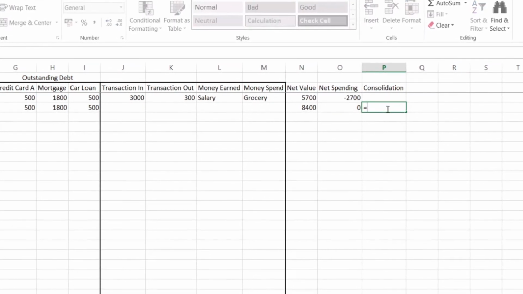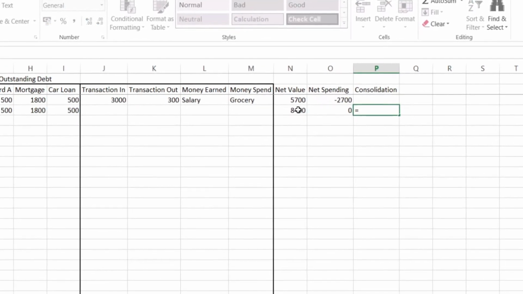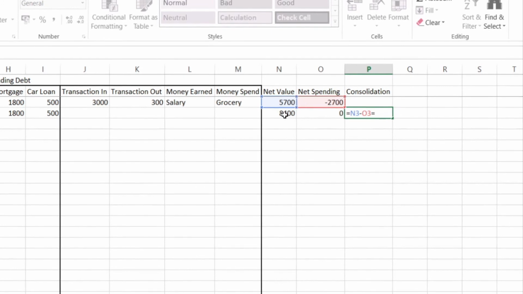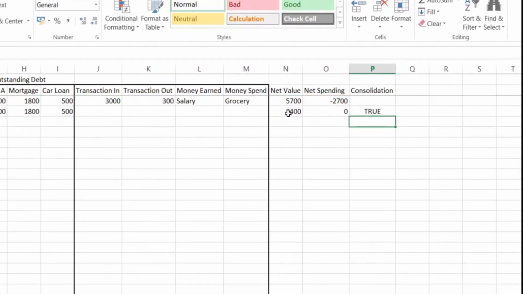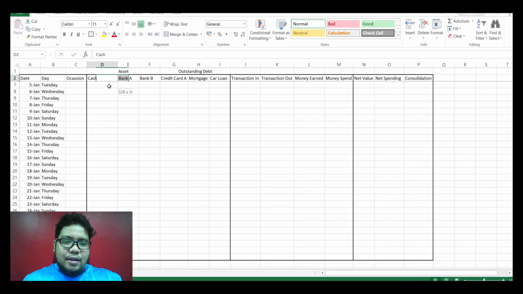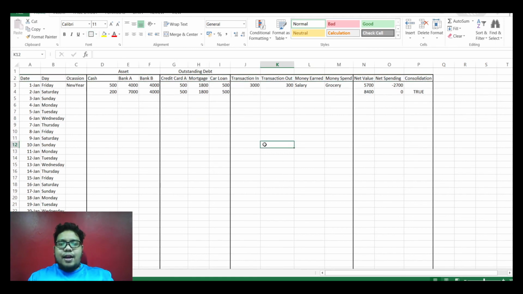Then you need to click consolidation just to check whether your calculation of net value is correct or not. So basically net value minus net spending equals your second day net value. Okay, so here we tick box again, here another tick box again, and here another tick box again. Now you are done with a simple budget for 2021. Then you can just copy this one to January, February, March, April.